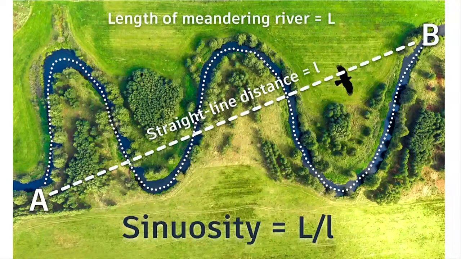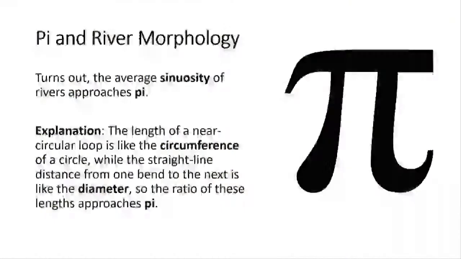But if we take what's called the sinuosity of a river, we measure the length of the meandering river, big L, which is like river miles. So that's that dotted line going along the length of the river, and divide that by the straight line distance the river has flowed, as the crow flies, so to speak, and we get the measure of its sinuosity. And there are some studies that have said that sinuosity on average, when we look at the world's rivers, tends to approach pi. Now, I've seen other studies that say that's not the case.